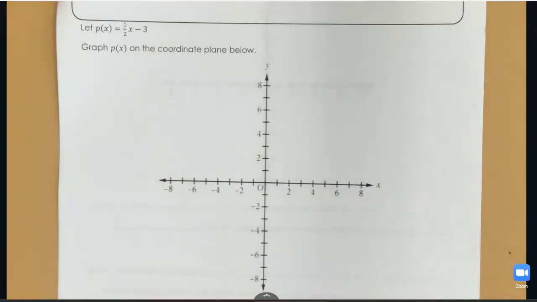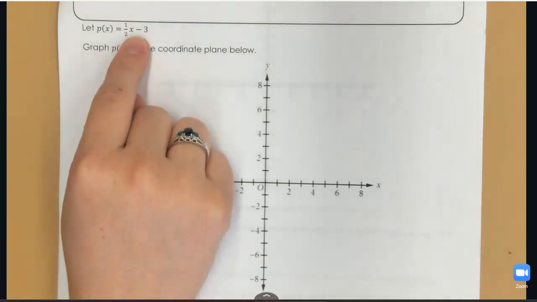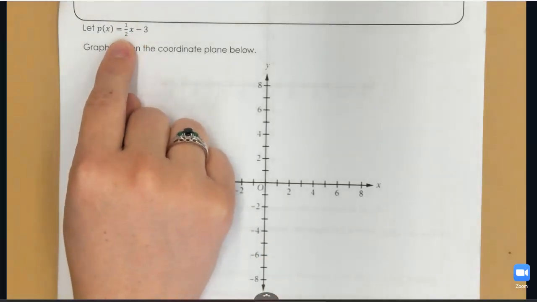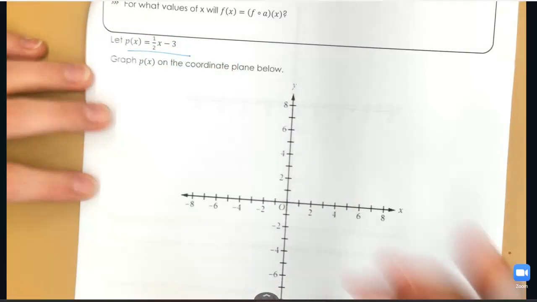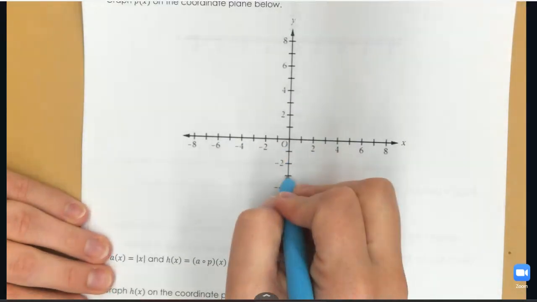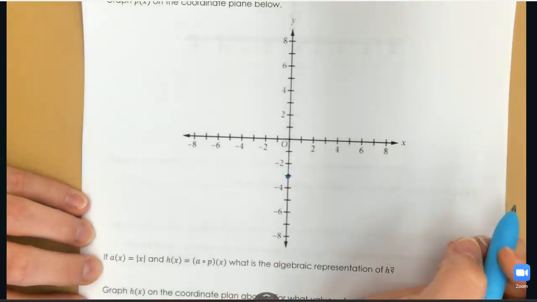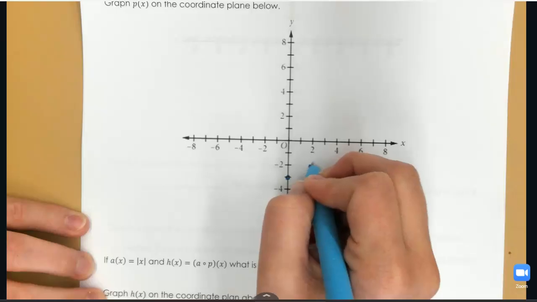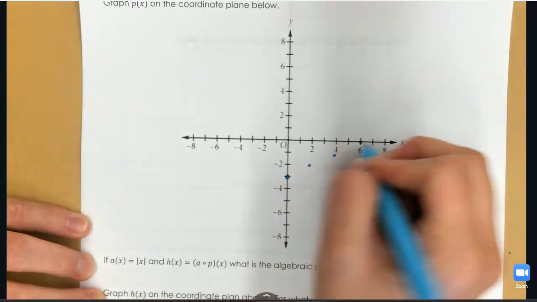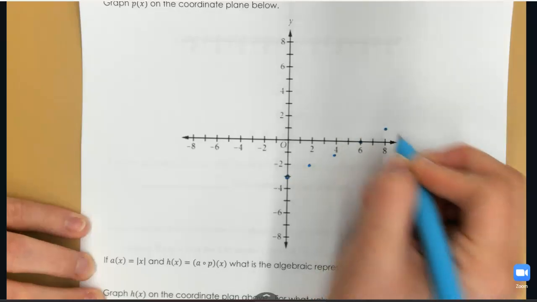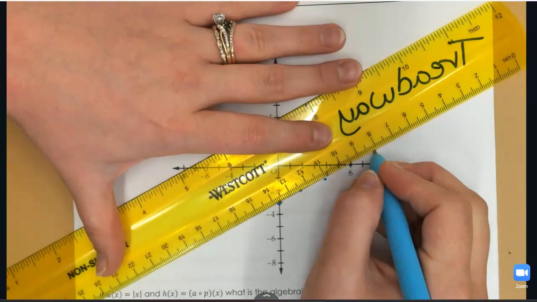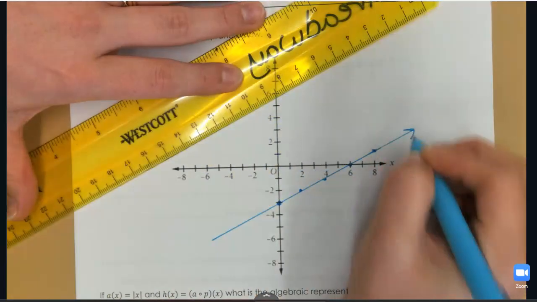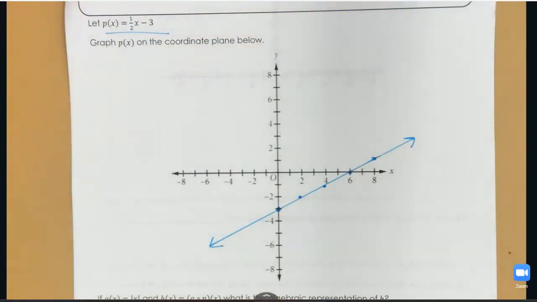Starting with this first function, p of x, this is a linear function that I have shifted down 3 units and vertically dilated by 1/2, or it has a y-intercept of -3 and a slope of positive 1/2, which is probably how you've seen this graphed more often in your math career. I'm going to go ahead and graph this in blue. So starting at -3, up 1/2, up 1/2, over and over, until I have enough points to connect the dots, and I'm going to use a ruler to make sure that I can get this line as straight as possible. So there is our p of x, our blue graph.